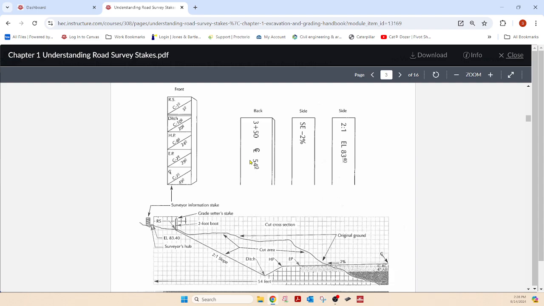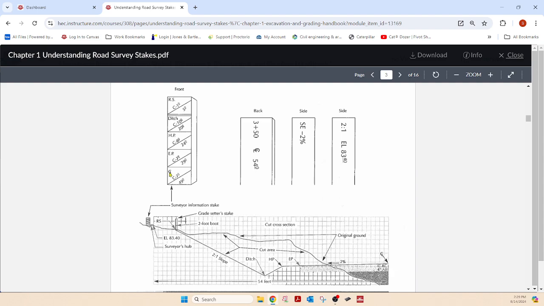And on the back of it, at station number 350, 3 plus 50, this stake is 54 feet from the center line. Now there's an interesting deal here. This stake says it's 54 feet from the center line. Look at this stake right here.